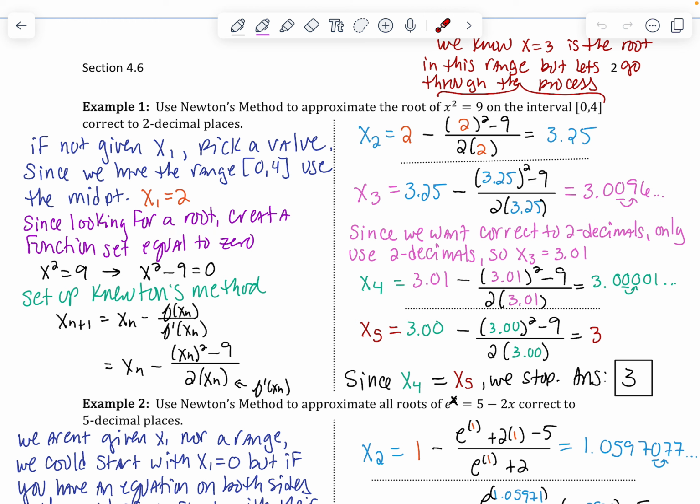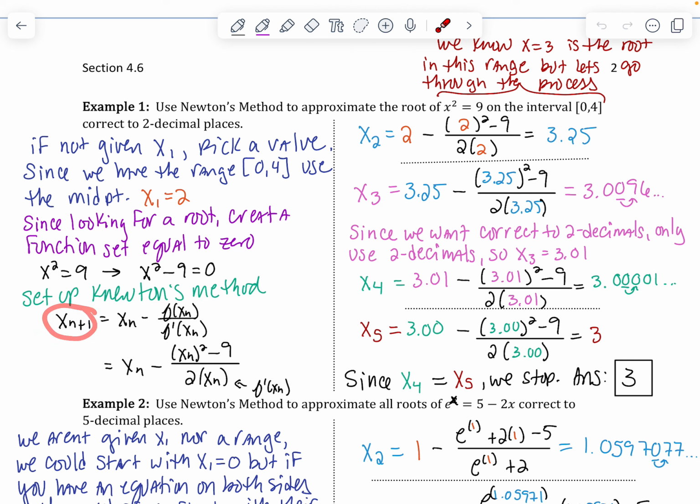Now, the reason I say we're looking for a root is we want to create an equation that we can set equal to 0. So if I took that x squared equals 9, and I subtracted the 9 over, we'd have x squared minus 9 equals 0, where we know that this factors into x plus 3, x minus 3, giving us negative 3 and positive 3 for roots. But if we're only looking between 0 and 4, 3 is the solution. But let's go through the process.